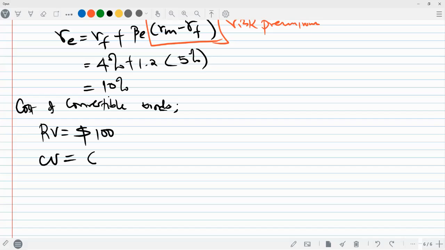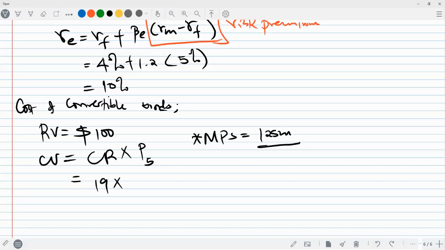Conversion value is the conversion ratio multiplied by the share price at the time of conversion, which is 5 years from now. The conversion ratio is the number of shares you get per bond, which is 19. We multiply by the share price at the time of conversion. The current share price we haven't been given directly; we've just been given the total market value of the company's shares, which is 125 million. So here we need to get the market value per share.